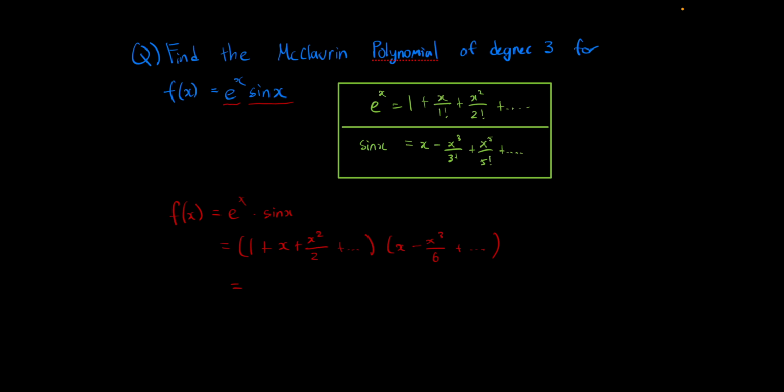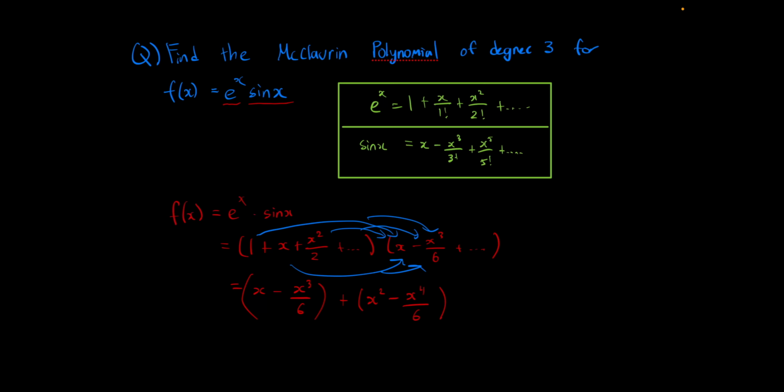Now, let's go ahead and expand this. I'm going to expand it like this, and then like this, and then like this. So let's see this. We get x minus x cubed over 6, like that. And then we get plus x squared minus x to the 4 over 6. And then we get plus x to the 3rd over 2 minus x to the 5 over 12.